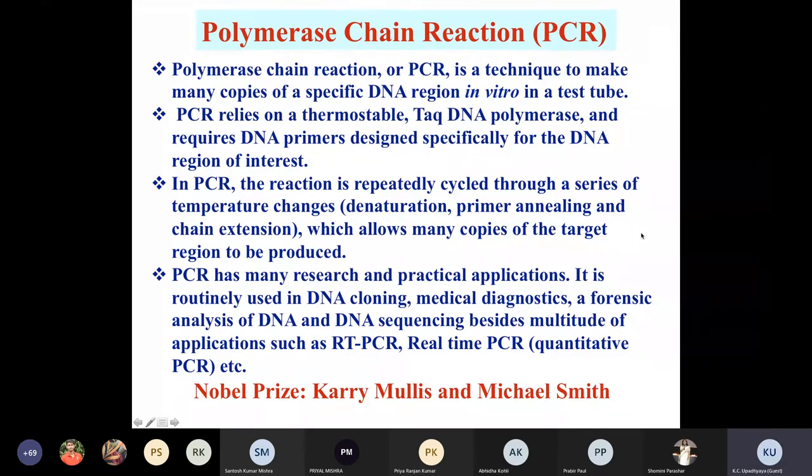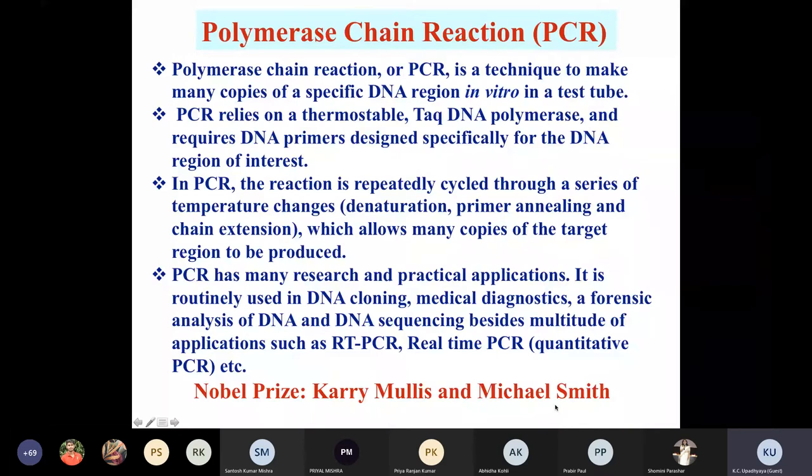PCR has now become essential; no molecular biology lab is able to do anything without PCR, the polymerase chain reaction. Its uses include DNA cloning, medical diagnostics, forensic analysis of DNA, DNA sequencing, besides multiple applications of RT-PCR, real-time PCR. RT-PCR has become very famous now in COVID-19, because we have the RT-PCR test. COVID-19 is an RNA virus, so you make a reverse transcript, make the DNA, and then amplify it. Two persons got the Nobel Prize, Kary Mullis and Michael Smith.